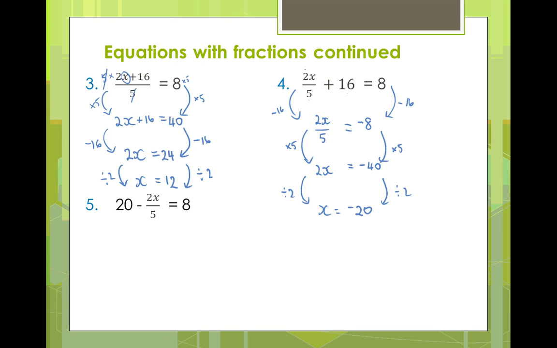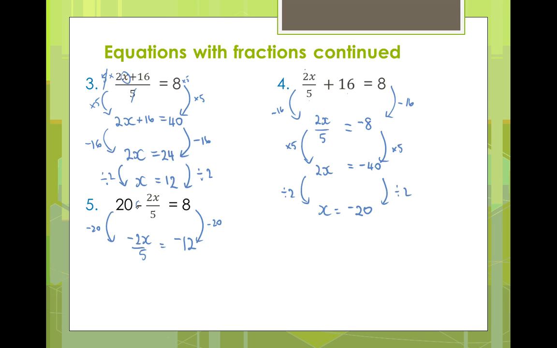Okay, final example for today. 20 take away 2x over 5 equals 8. So I'm going to remove the thing that's furthest away, which in this case is the 20. It's positive, so I'm going to take away 20 from both sides as my first step. I'm going to end up with negative 2x over 5 equals negative 12.